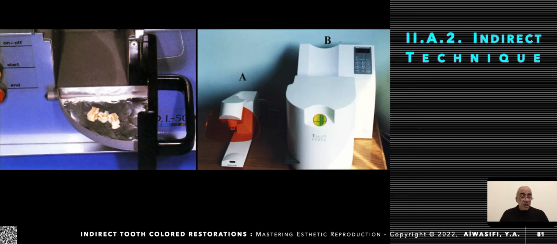These are different types of furnace used. The right one showing A and B. A is a command light curing unit for lab work that cures each increment.